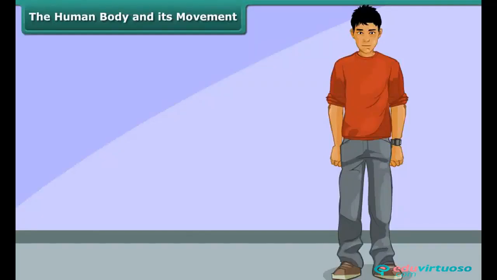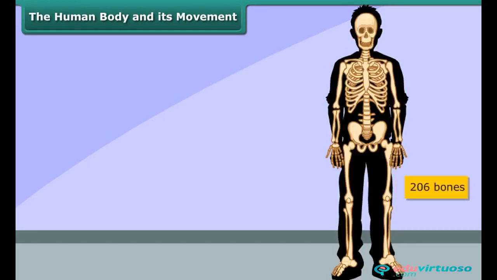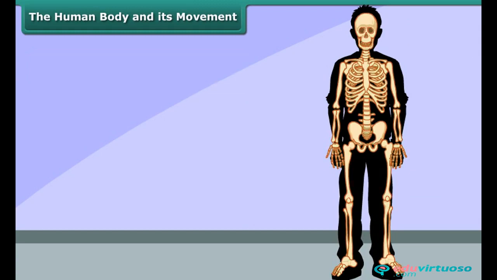The human body and its movement. As we already know, the shape of our body is due to the presence of bones, cartilage and muscles. There are 206 bones in the human body. The framework of all the bones in the human body is known as the skeleton. It consists of the skull, hand bones, shoulder bones, rib cage, pelvic bone, backbone, leg bones and cartilage.